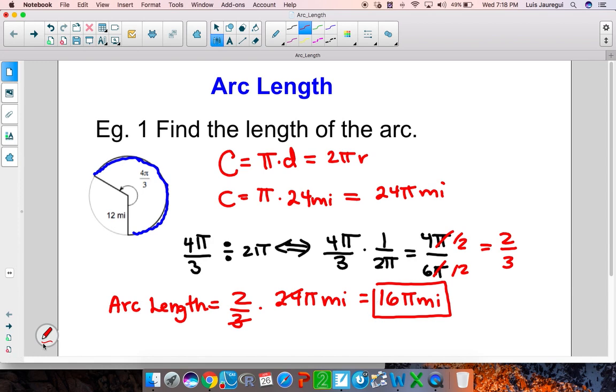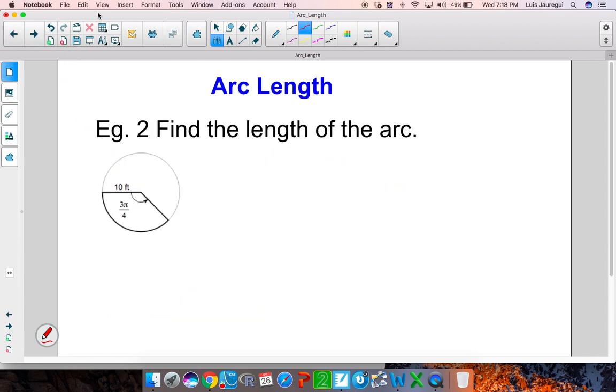Okay? Let's go ahead and take a look at one more example on arc length. Example 2. Find the length of the arc. Again, let's go ahead and figure out what is the circumference for the entire circle. So the circumference is pi times the diameter, or 2 pi r. In this case, our radius is 10 feet, so I can double that, okay, to get my diameter. So circumference is just 20 pi feet, okay?